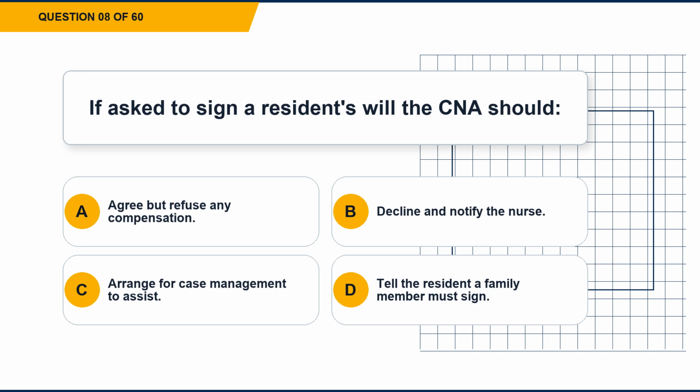Question 8. If asked to sign a residence, the CNA should: Option A. Agree but refuse any compensation. Option B. Decline and notify the nurse. Option C. Arrange for case management to assist. Option D. Tell the resident a family member must sign.